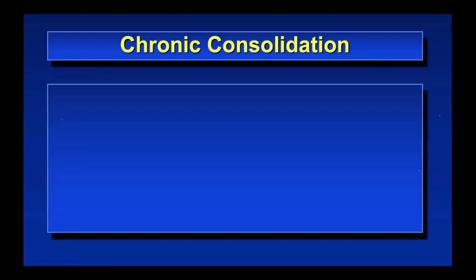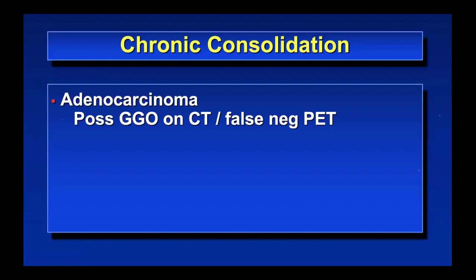Okay, let's move on to talk briefly about chronic consolidation. So adenocarcinoma can cause chronic consolidation. It's really important to remember that because it mimics pneumonia on a radiograph. So on a CT, it may present as ground glass opacity that's chronic, or it could present as chronic consolidation. On a radiograph, it often presents as a consolidation.